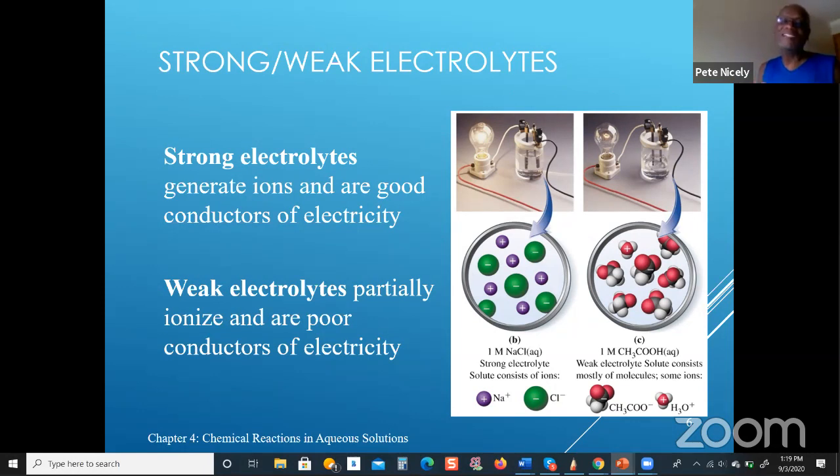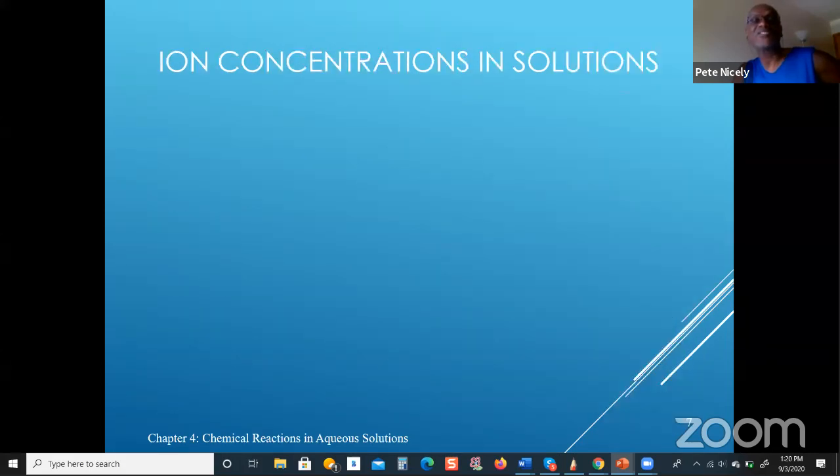And the reason for that is because in the case of a weak electrolyte, it does not contain mostly ions. It contains mostly molecules. Now there's a small fraction of the molecules that will be converted to ions, and that's a reason why the bulb lights up, but it does not light up as brightly as in the case of the sodium chloride, all right? So that's the difference between the strong electrolyte and the weak electrolyte.